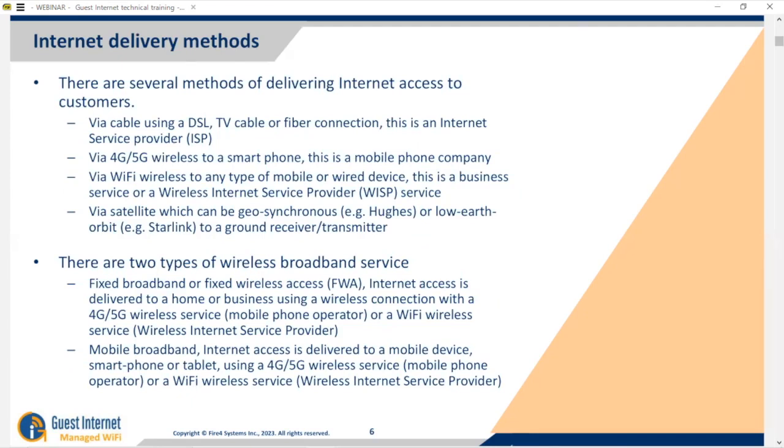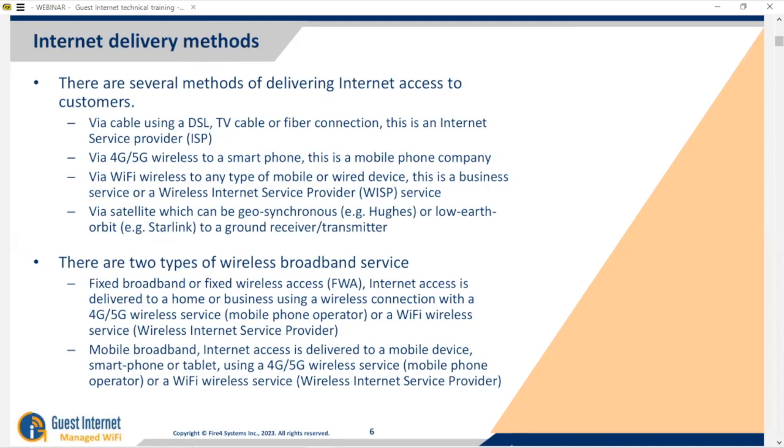Now, let's do a quick summary of the methods that we use to connect to our internet services. We often use some sort of physical connection like DSL, TV cable, or fiber connection, and these are provided by an internet service provider. We also have 4G and 5G wireless access on our phones, and we have Wi-Fi access that's provided by a business like a hotel or provided by a wireless internet service provider.